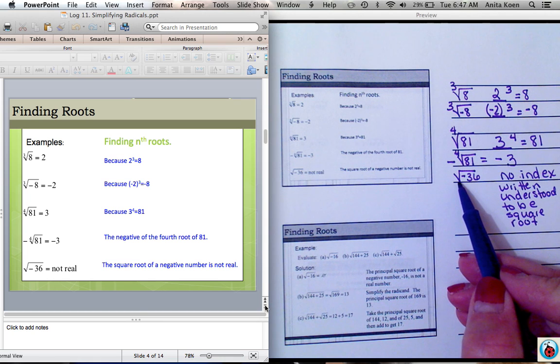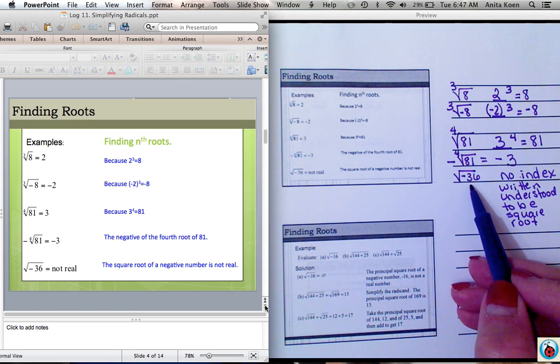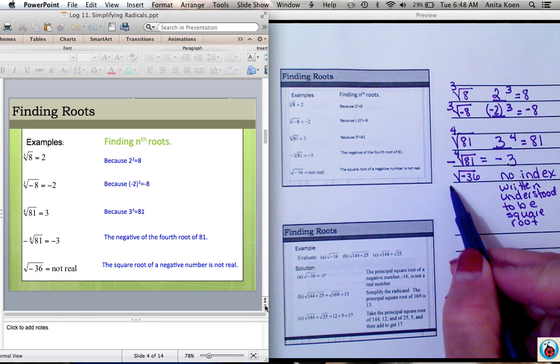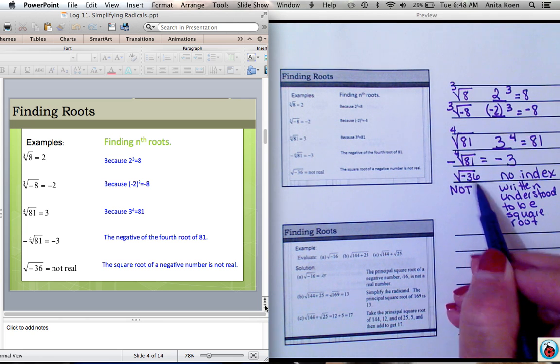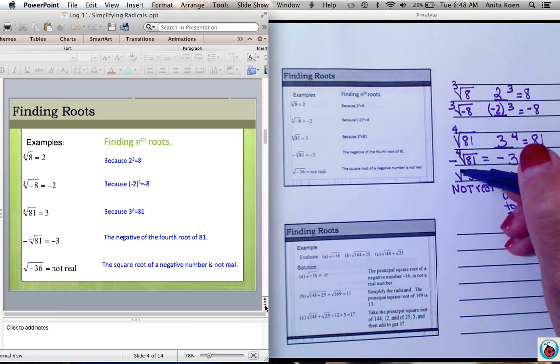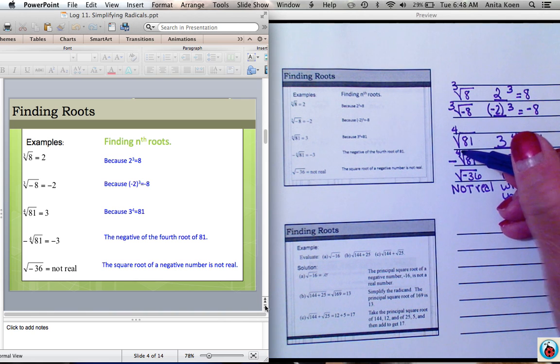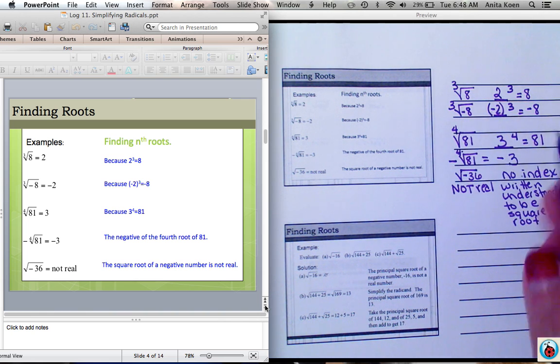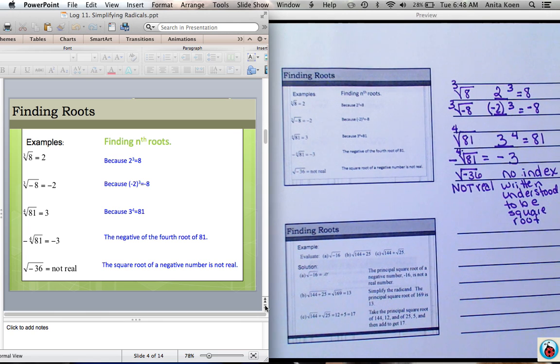Now, when I have a square root of a negative number, this is not a real number. Whenever I see a negative number as the radicand with a square root or a fourth root or a sixth root or an eighth root, an even root, then you have to say that the answer is not real. You cannot take the square root of a negative number. Think about that and let's see if we can figure out why that's the case.